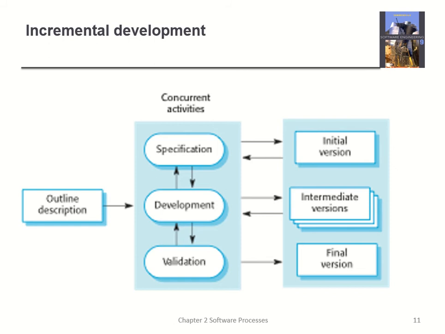So next is the incremental model. These are the stages of the incremental model, with concurrent activities. First, we have specification of requirements, and then the team should provide the initial version, and then next is development, and then you have the intermediate versions, and then validation to come up with the final version.